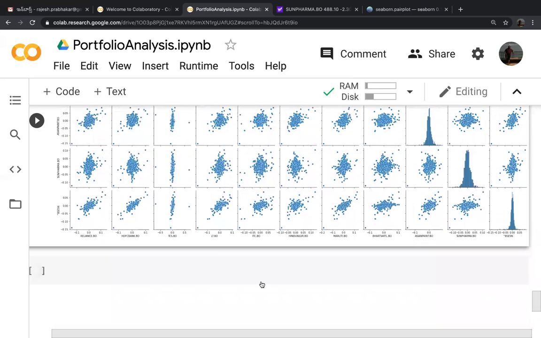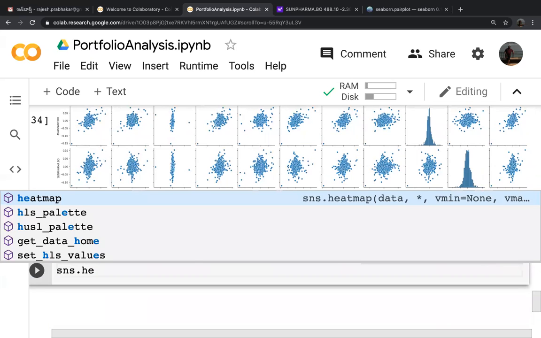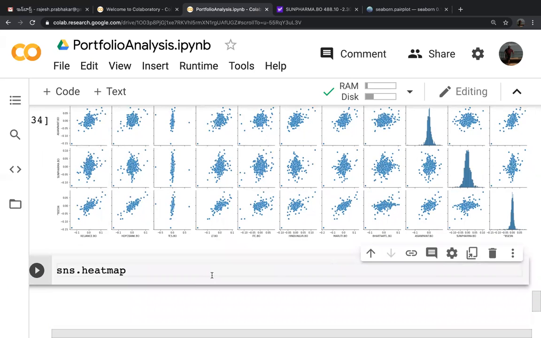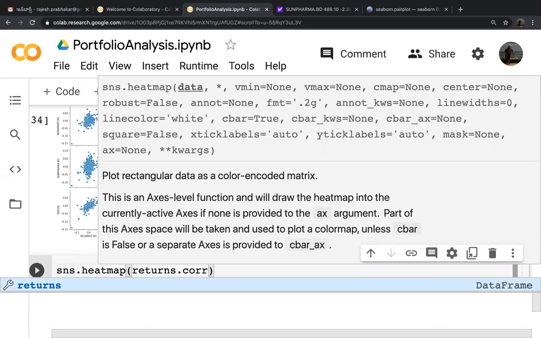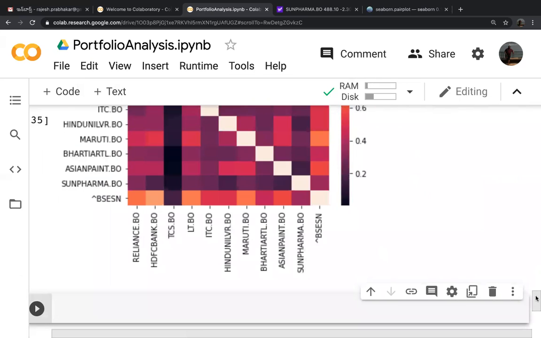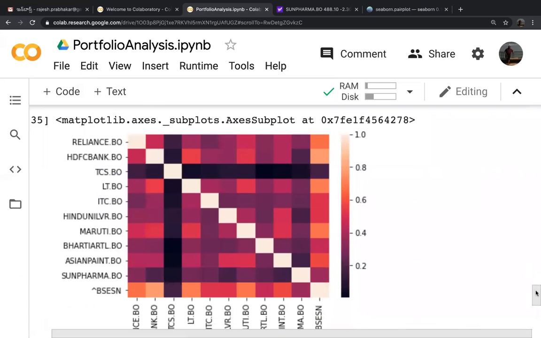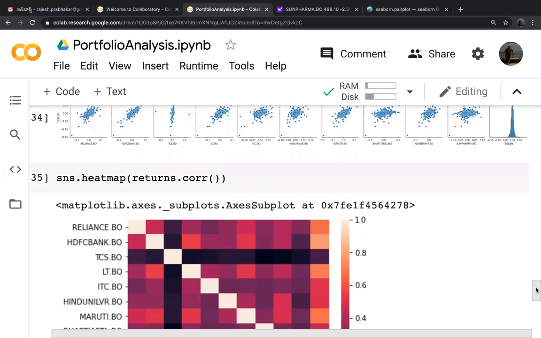Or let us say sns.heatmap, returns.corr. So I think Sensex and Reliance are very related. Light reddish color is what we call the strong relationship. sns.heatmap returns.corr. It is giving you the grid.